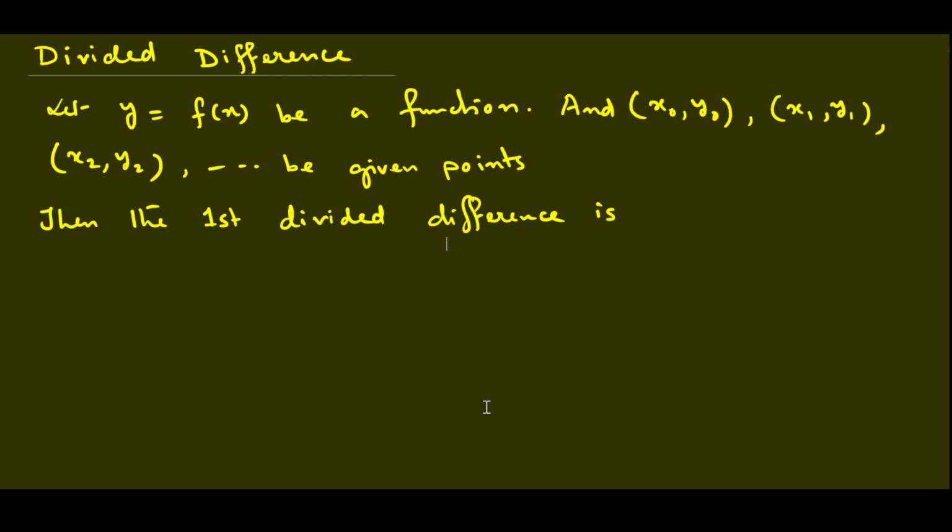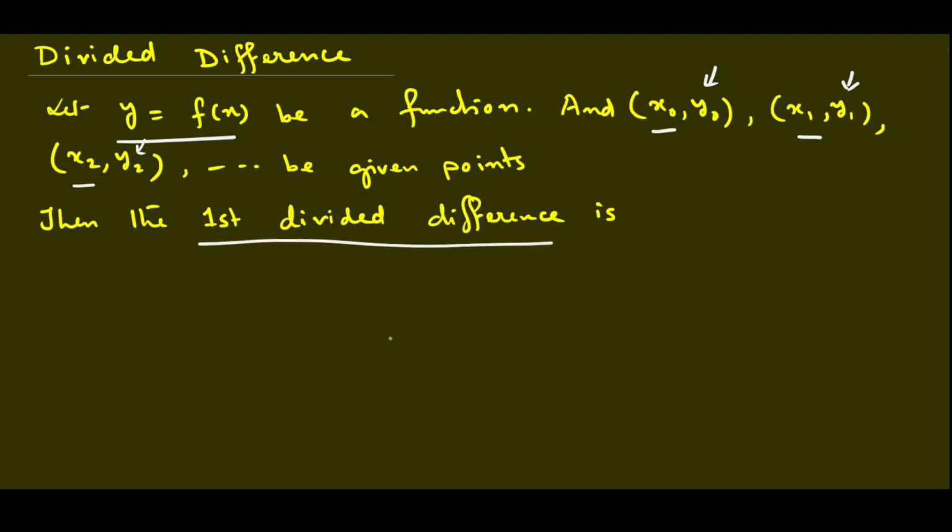Now, before going to Newton's divided difference formula, let us learn what is divided difference. We have taken one function y equals f of x, and some arguments x naught, x1, and x2, like this, up to xn, and the corresponding entries are y naught, y1, y2, like this. If we write up to the nth term, then it will be yn. Now, what is the first divided difference?